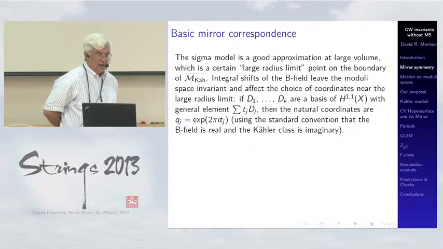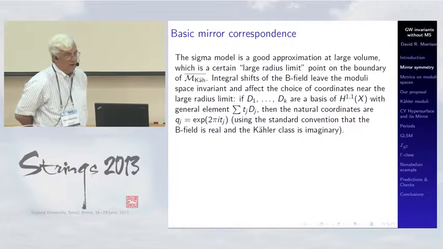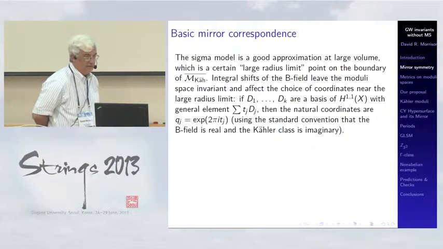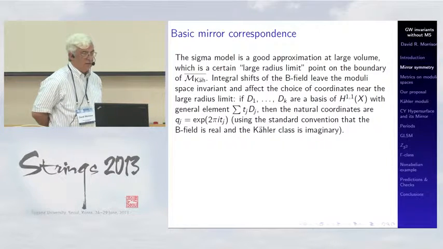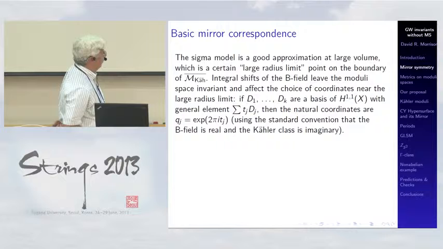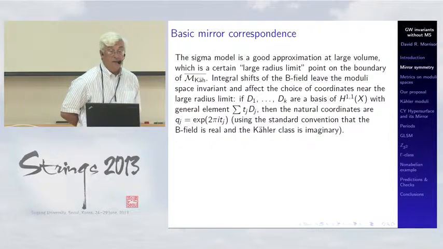So typically, you can write a coordinate in terms of a basis of this space H11 that characterize the marginal operators. The corresponding coordinates are TJs, but then you should exponentiate those coordinates in order to naturally take into account the integral shifts of the B field.